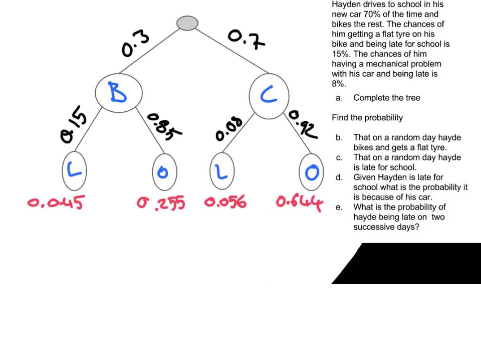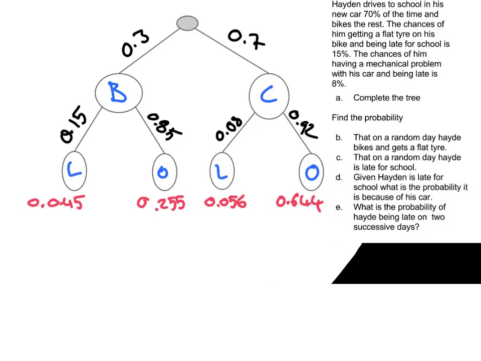These first 2 questions are going to be pretty easy for us to answer. So let's look at them. The first one says B. What is the probability that on a random day Hayden bikes and gets a flat tire? Let's have a look and see if we can work this one out.